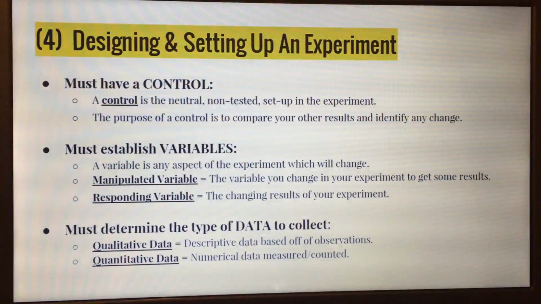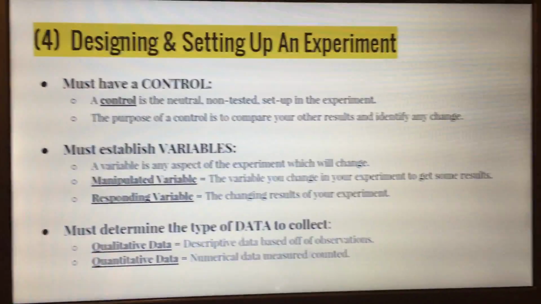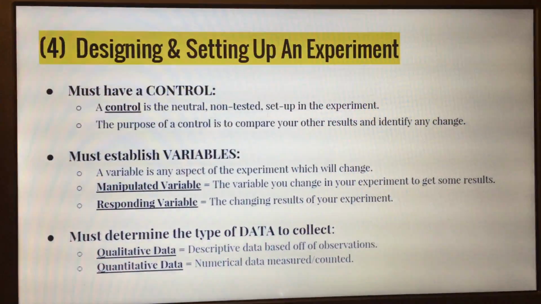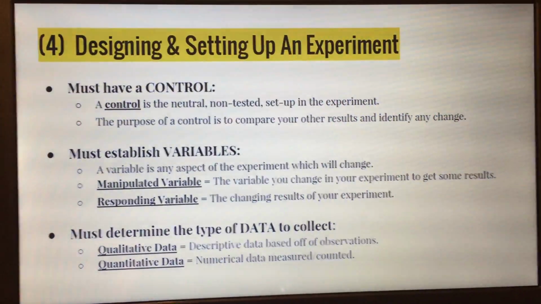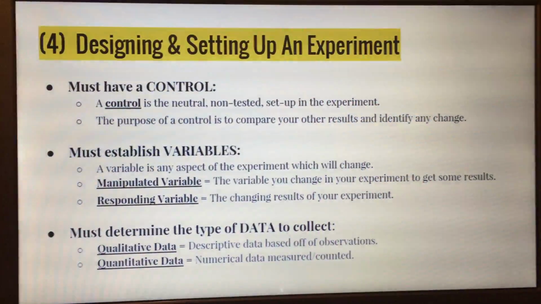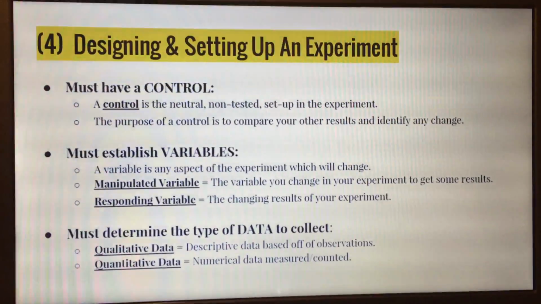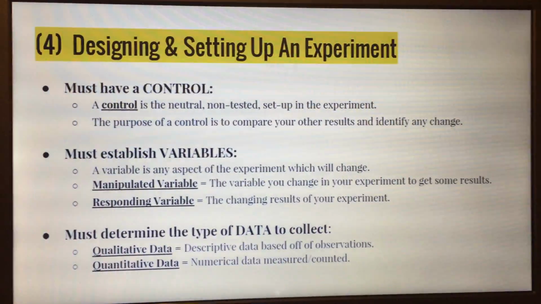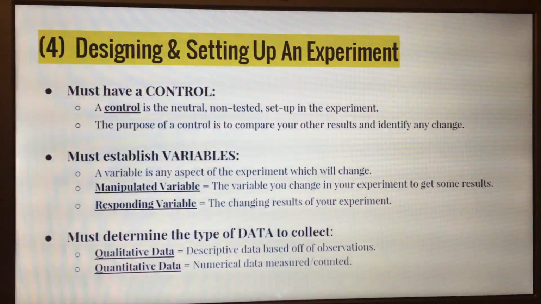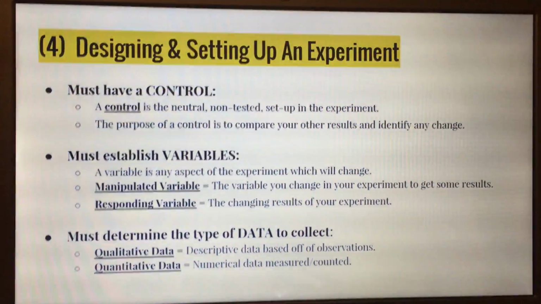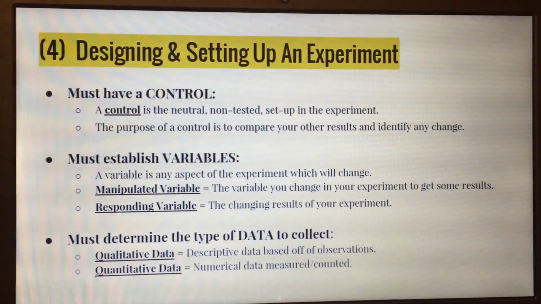The first type is qualitative data, and qualitative data is our descriptive data. It's based off purely what we see, things we smell, feel, based off your 5 senses. Examples of qualitative data might be the solution turned blue, there were bubbles, it felt dry and brittle.